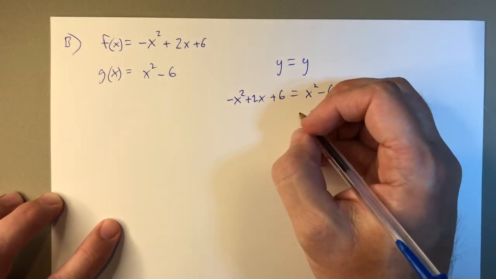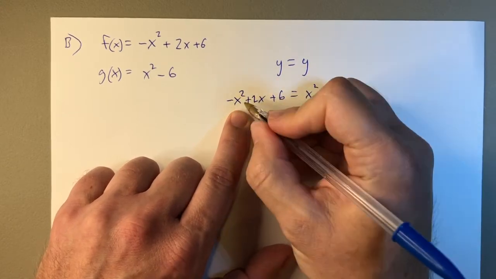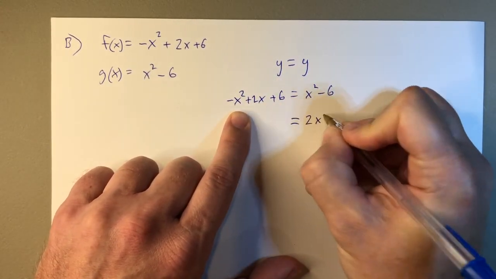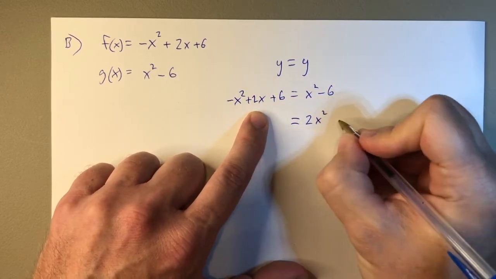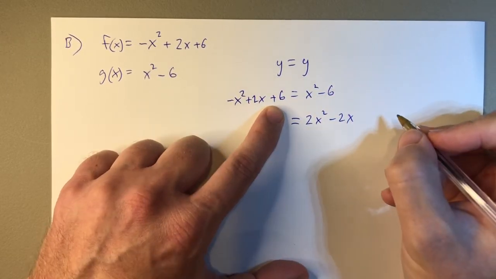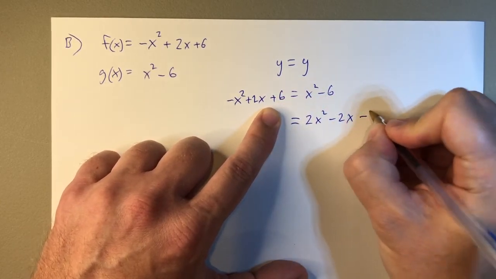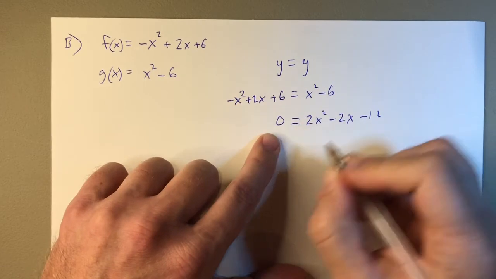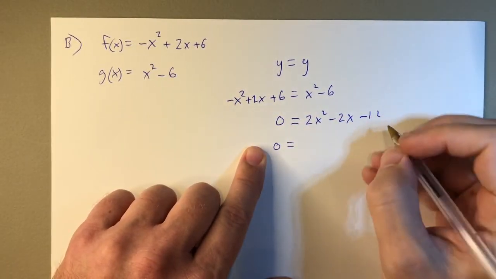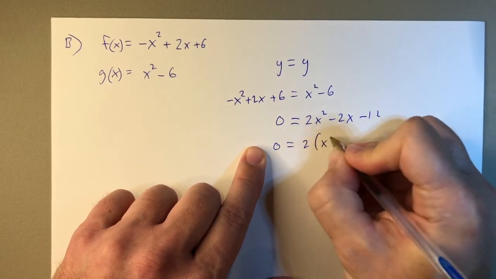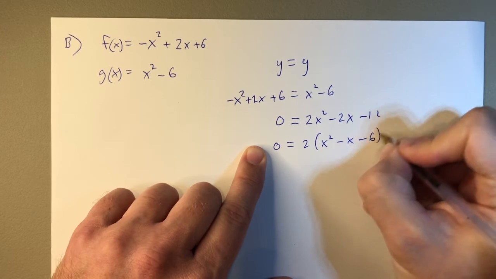So I'm going to go ahead and add an x squared to both sides. That gives me a 2x squared on the right. I'm going to subtract 2x from both sides. That gives me a -2x on the right. And then I'm going to subtract 6 from both sides. That gives me a -12 on the right. So 0 now equals this. Okay, well notice the GCF here is 2. Why not pull out a 2? That's going to make our factoring process a bit easier.